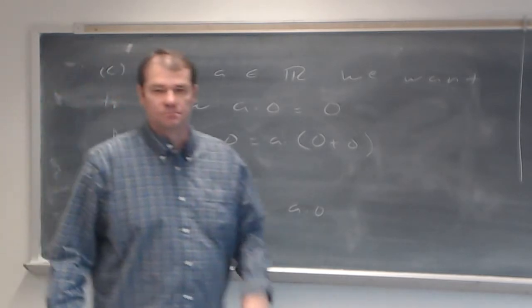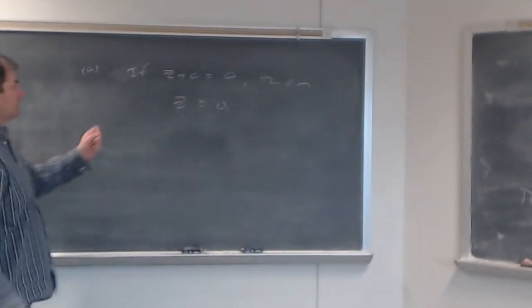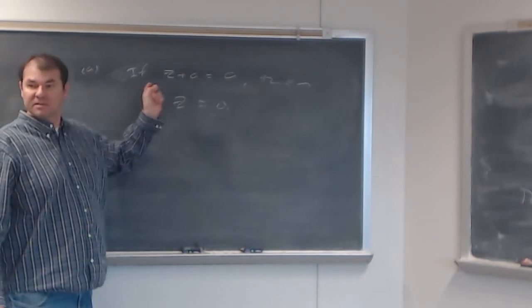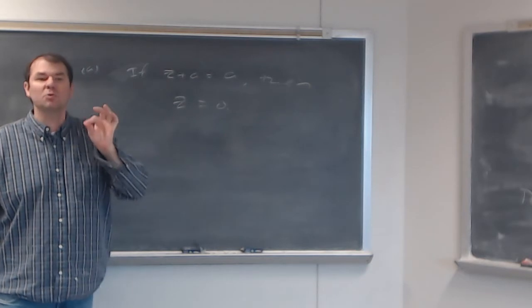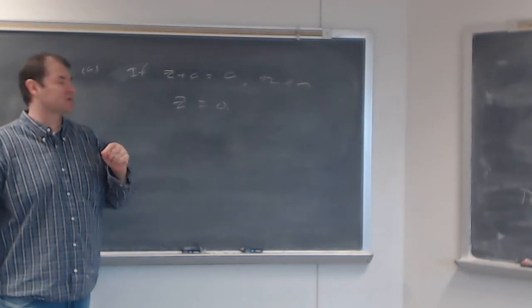I'm going to move the camera so we see this. I've written on the side board here the part A for this theorem. The way that we can think of part A in this theorem, it says if z plus A equals A, then z had to be 0. Here's a way of understanding this statement.